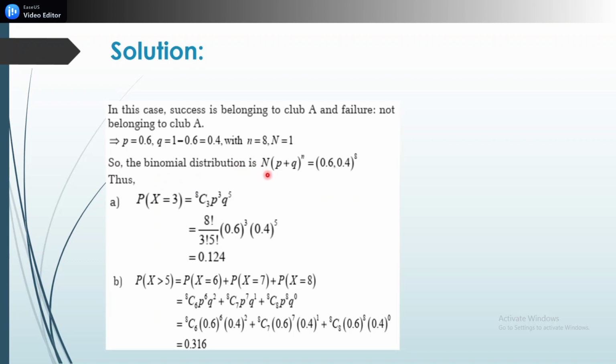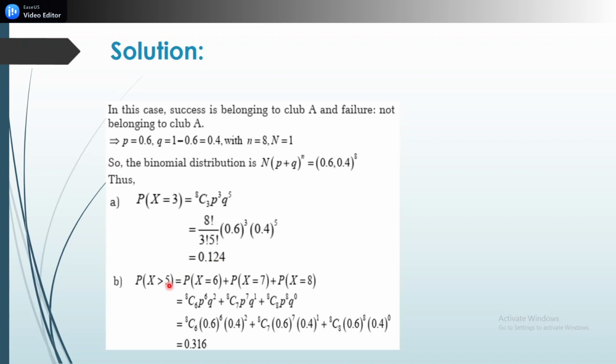So the binomial distribution is written as N times (p plus q) to the power n, which is equal to (0.6 plus 0.4) to the power 8. For part (a), the probability of being exactly 3 in club A is equal to the combination of 3 out of 8, probability of success to the power 3 times probability of failure to the power 5. When we make substitution of each value, we get 0.124.